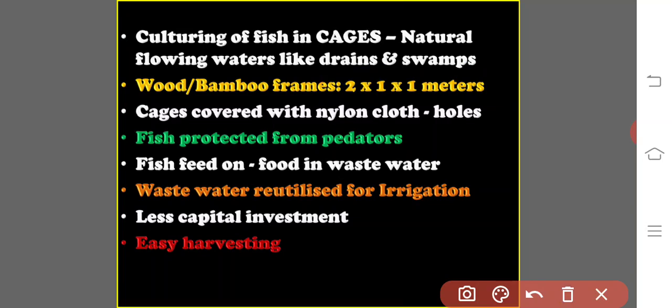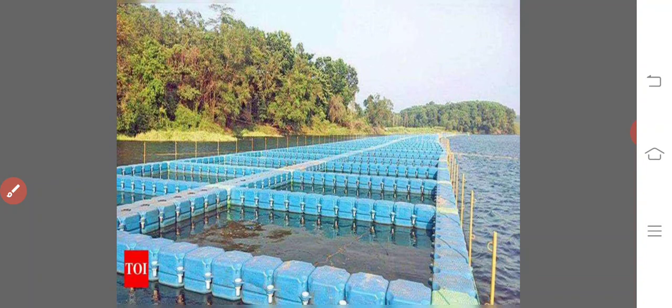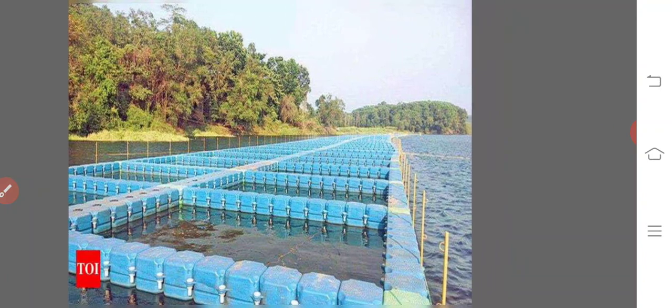Whenever the waste material has been fed upon by the fish, the remaining water is reutilized for irrigation purposes. It is a very low capital investment, and it is very easy to harvest because we are keeping the fish in the cages. So simply we can pick them out from the cages. Easy harvesting. So here there are cages which were installed in a pond like this.